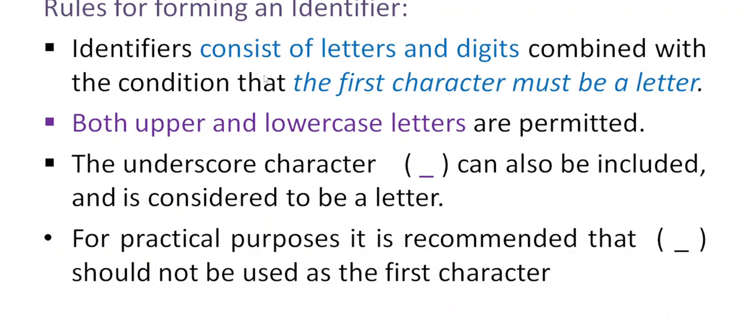The identifier consists of letters and digits combined with the condition that the first character must be a letter, followed by letters or digits. You can have any number, usually limited to 31 characters in total. It varies from C implementation to implementation. One compiler may support only 8 characters, the other may support 32 characters. But an identifier should start with a letter followed by a combination of letters and digits.